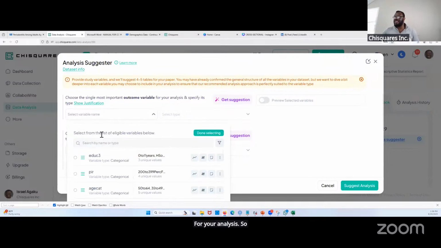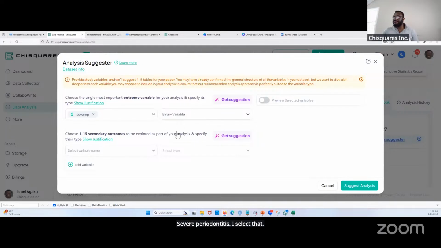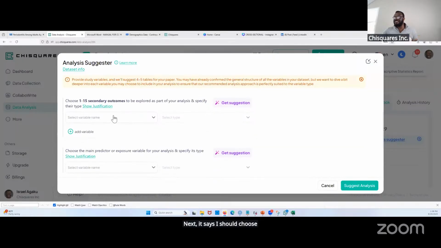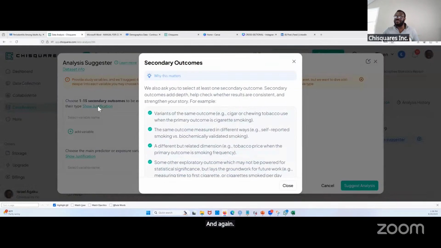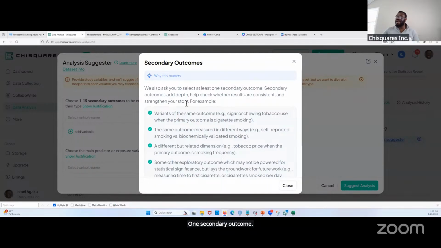So let's say in this case, my most important variable is severe periodontitis. I select that. The platform automatically notes that this is a binary variable. Next, it says I should choose 1 to 15 secondary outcomes. And again, secondary outcomes, what does it say? We also ask you to select at least one secondary outcome. Secondary outcomes add depth, help check whether results are consistent, and strengthen your story. For example, there could be variants of the same outcome.